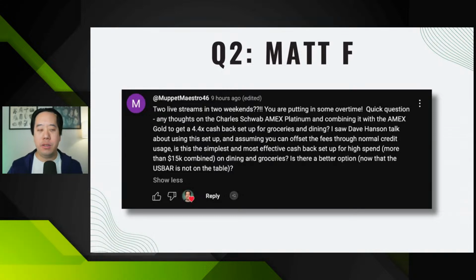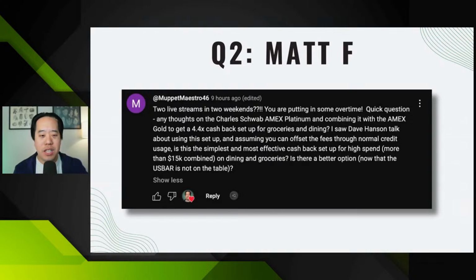So Matt Frost left me a question, and he said, "Two live streams in two weekends, you are putting in some overtime," and that is for sure. "Quick question. Any thoughts on the Charles Schwab Amex Platinum and combining it with the Amex Gold to get a 4.4x cashback equivalent setup for groceries and dining?"